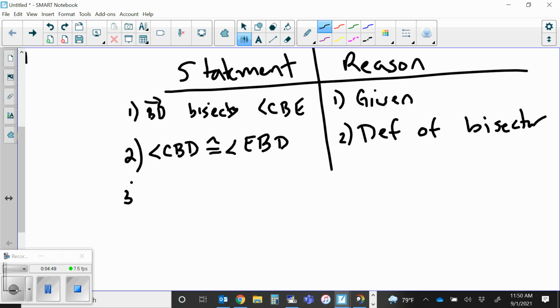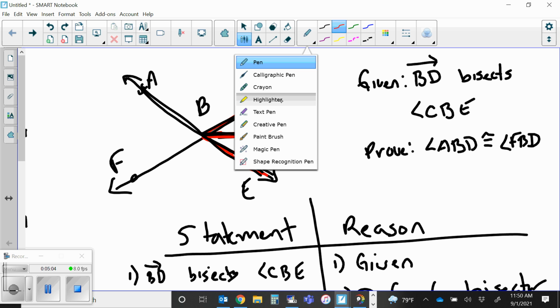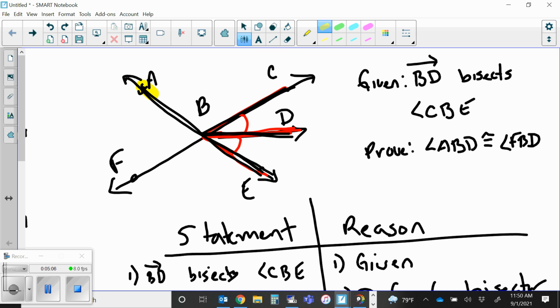What can we do next? We can say that angle ABC. Well, let's talk about, we did this yesterday, but I want to make sure we understand this. Let's look at our goal. Our goal is to say that this angle right here is the same as this angle right here. So before we write stuff, let's talk. What is angle ABD made up of?